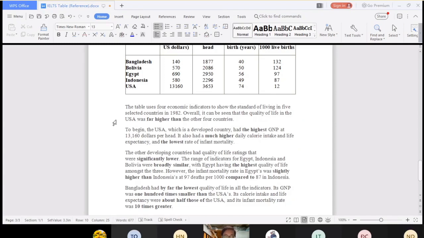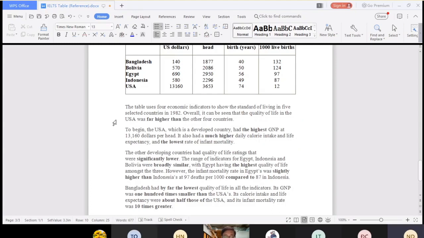Now continue, the other developing countries. The other developing countries had quality of life ratings that were significantly lower. The rate of indicators for Egypt, Indonesia, and Bolivia were broadly similar. Broadly similar means they are nearly the same. With Egypt having the highest quality of life amongst the 3.